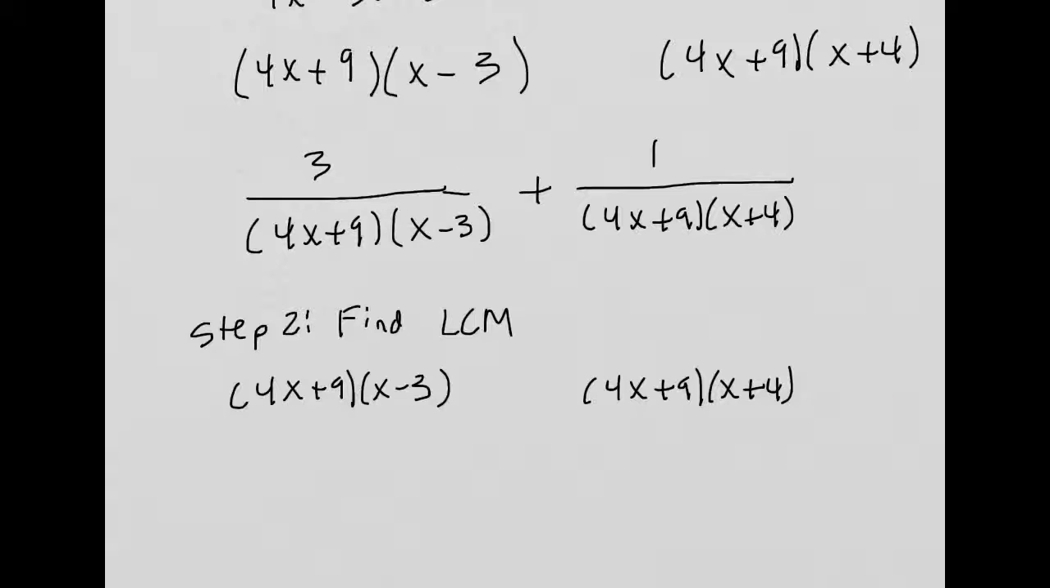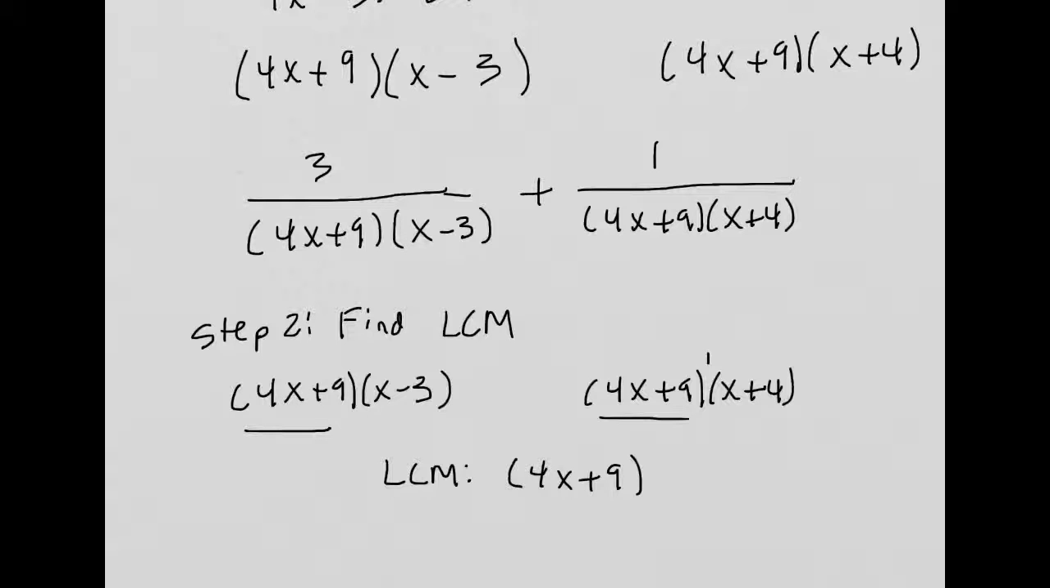include those two factors. So when I'm finding a least common multiple, I want to include all of my factors that I see, and I want to include the highest power of each individual factor that I see. So if we do that, I see 4x plus 9, and notice I've got a 4x plus 9 over here as well. So my least common multiple definitely has to include a 4x plus 9 factor. And the highest power that I see, I've got 4x plus 9 to the first, and I've got 4x plus 9 to the first. So my highest power of 4x plus 9 is to the first power.